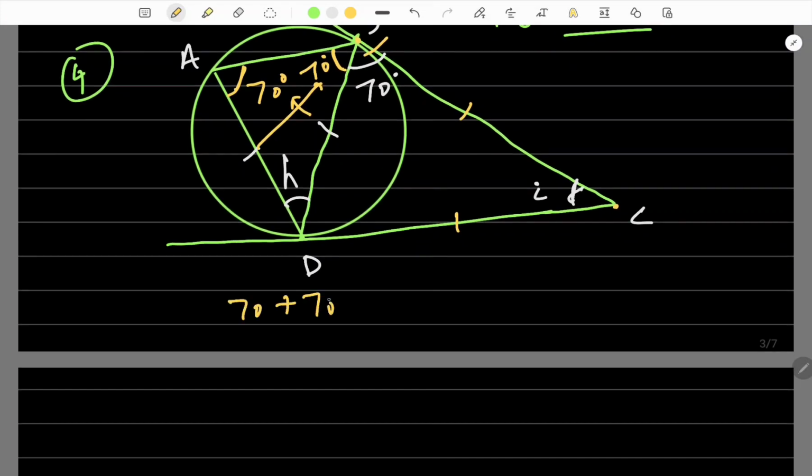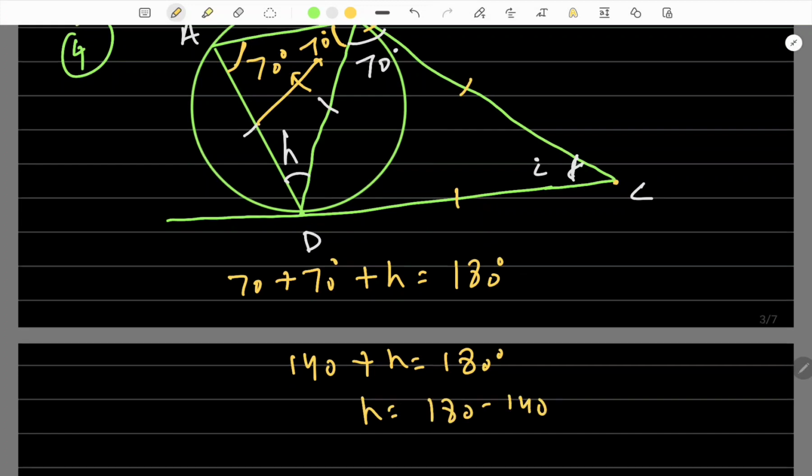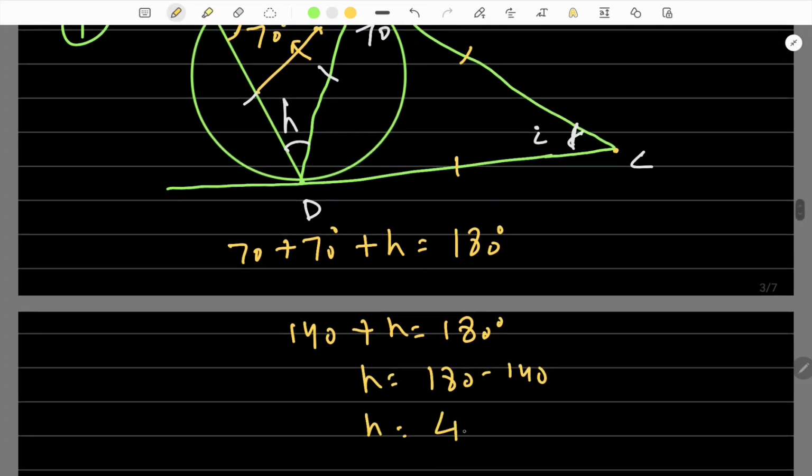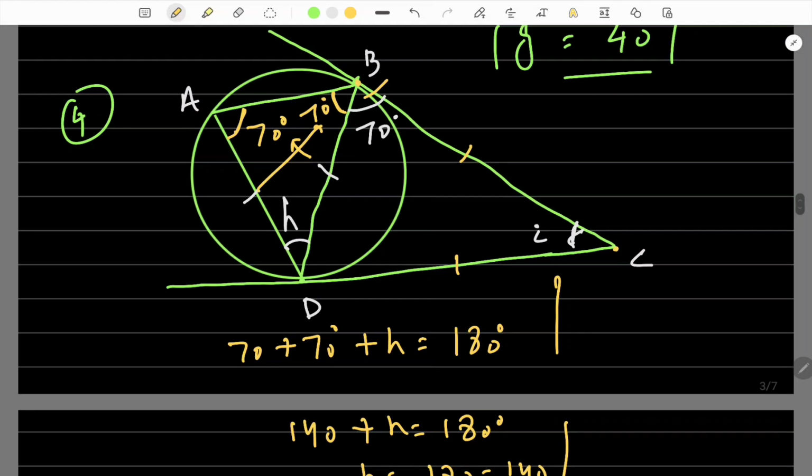70 plus 70 plus H is equal to 180. Interior angles का sum of a triangle is always 180. बेटा very simple. ये तो आप evaluate कर लो. 140 उधर जाके subtract हो गया बेटा. So H की value आपके पास आ गई, 40 degrees. इसमें कोई doubt किसी को? हाँ जी. Any questions in this? ठीक हो गया बेटा? Okay.